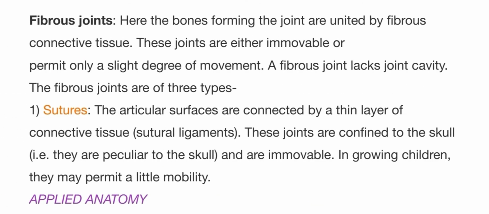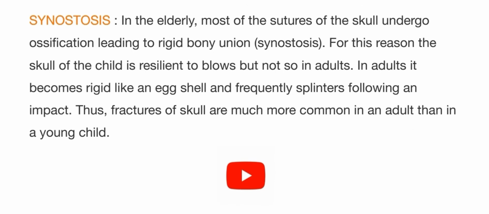So first, suture. The articular surfaces are connected by a thin layer of connective tissue, sutural ligaments. These joints are confined to the skull. They are peculiar to the skull and are immovable. In growing children, they may permit a little mobility, and its applied anatomy is synostosis. In the elderly, most of the sutures of the skull undergo ossification, leading to rigid bony union, synostosis.